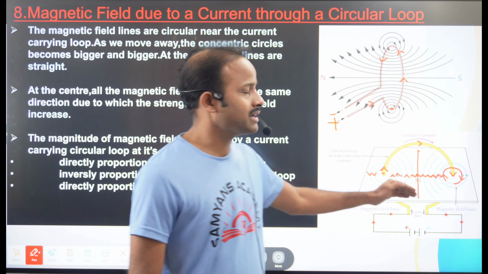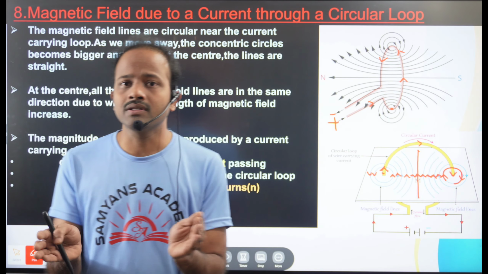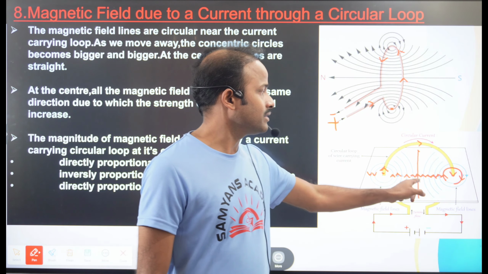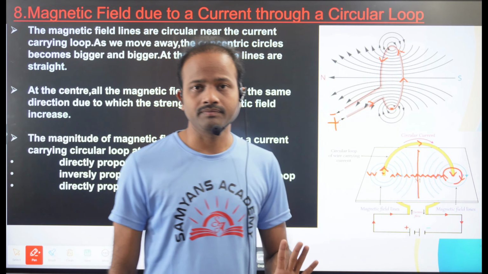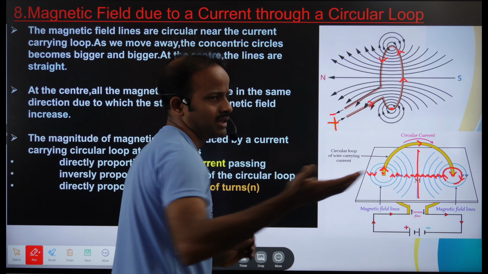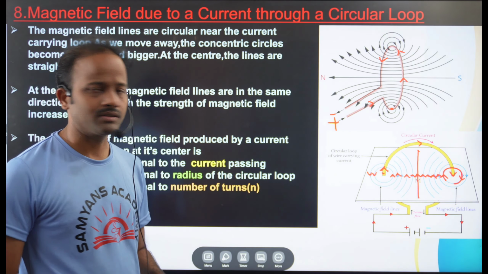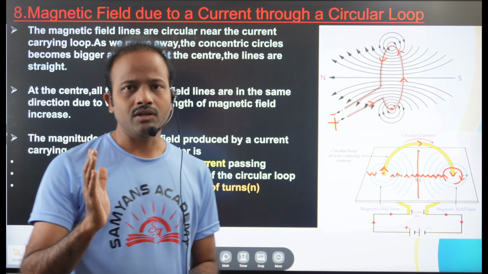Means all field lines are in the same direction, due to which the strength of the magnetic field increases at the center of this circular loop. Now, using the right hand rule only, we can see the direction of the magnetic field lines. Now you see, this is the circular loop, right?